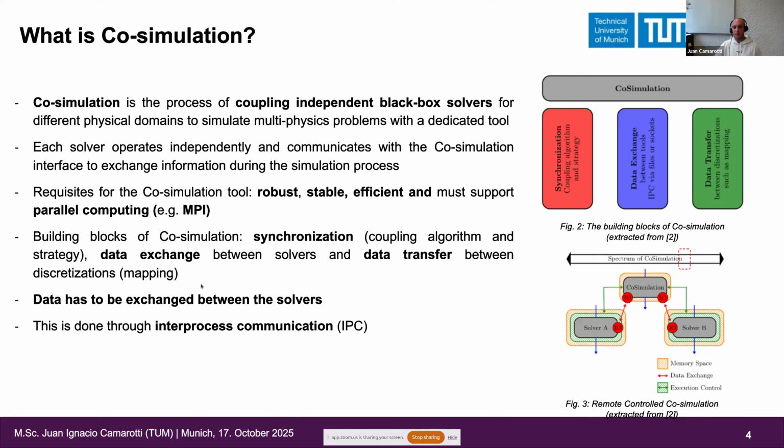So talking about the building blocks of this co-simulation tool, we can point out basically three different building blocks. One of them is synchronization, which is basically the coupling algorithm and the strategy to couple the solvers. Then the data exchange between the solvers. So as we see here, each solver is running in its own memory space. So data needs to be exchanged between them in order to do the coupling. And we can also point out the data transfer between the different discretizations, which is usually done through mapping techniques. And it's also important to remark that this data exchange between the solvers is usually done through inter-process communication.